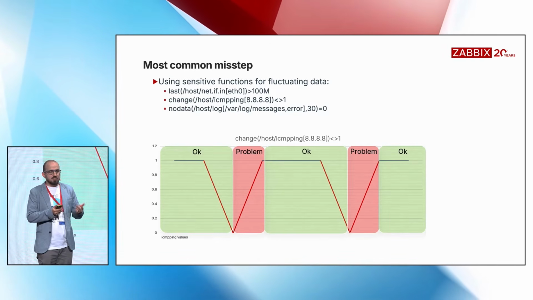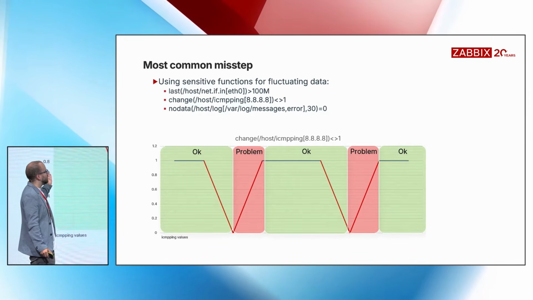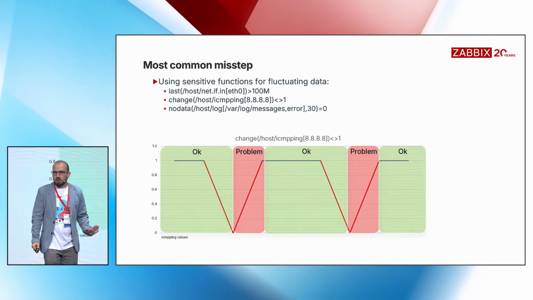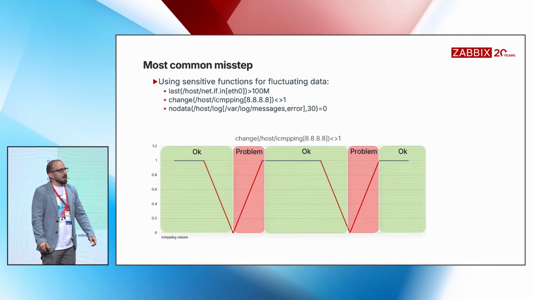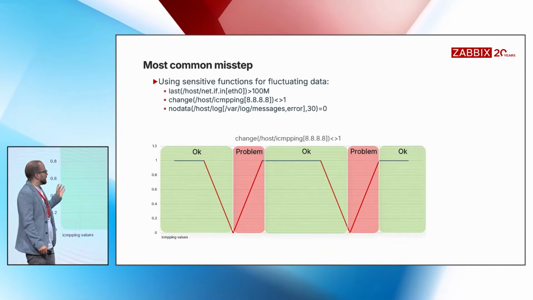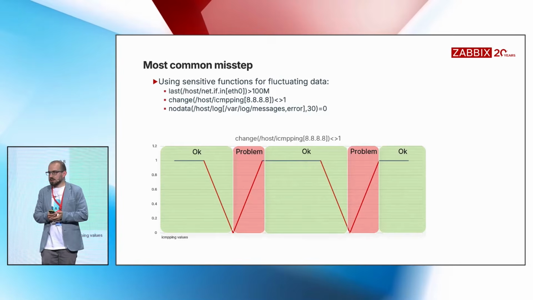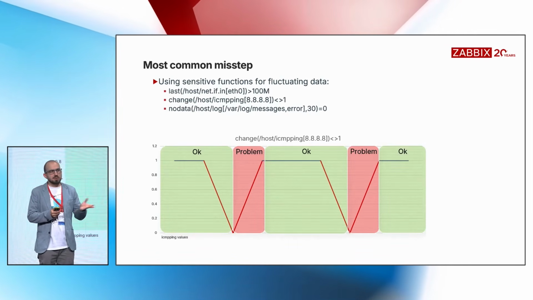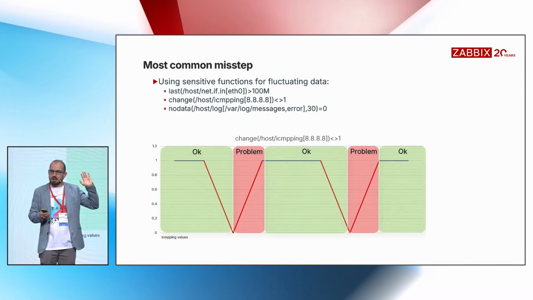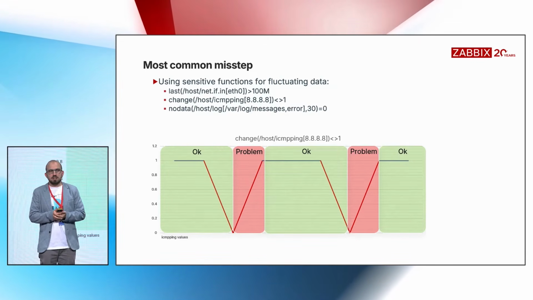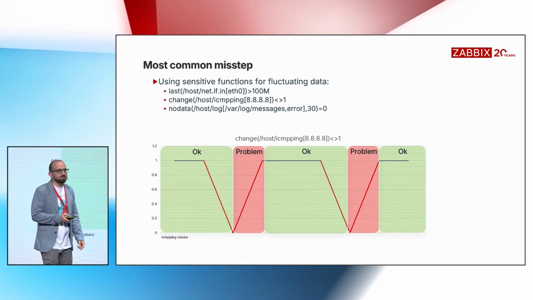Because if you use something like last, change, no data without thinking twice, you will have flapping triggers, which go okay, problem, okay, problem, okay, problem, and so on. Because of that, you can start trusting your Zabbix less. It can be just like in that fairy tale about the boy who cried wolf, as I usually tell the students on the training, until the wolves actually come for you, and then everything will stop working.